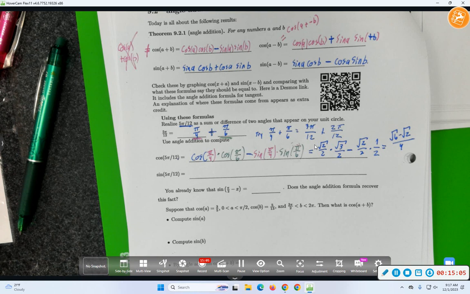Cool. Think you could do the same thing for the sine of 5 pi over 12? Do it.